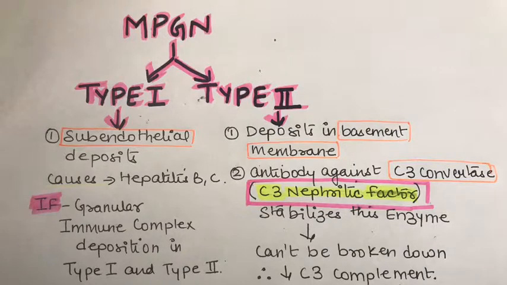Type 2 is also known as dense deposition disease, where there are immune complex deposits located within the basement membrane. And a particularly important point to know is why the complement level C3 goes down: there is an antibody, C3 nephritic factor, which stabilizes the C3 convertase, resulting in overactivation of the complement. This overactivation decreases the number of C3 components. This is associated with nephrotic, nephritic, or even both.